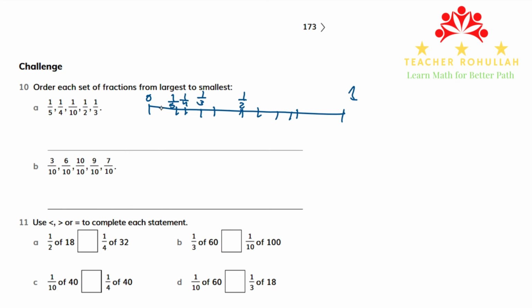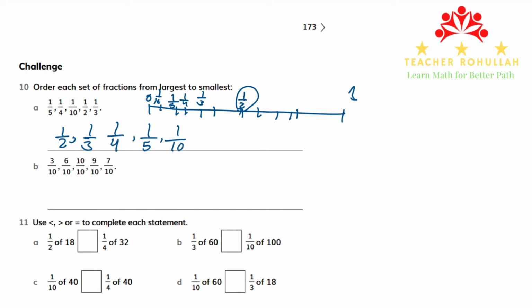Again, if we cut this into tenths, 1/10 will be here. Now it says, order each set of fractions from largest to smallest. What do you think is the largest? The largest is the one farthest to the right. So the largest one here is 1/2. You can write 1/2. Then the second largest is 1/3, then 1/4, then 1/5, and lastly 1/10.